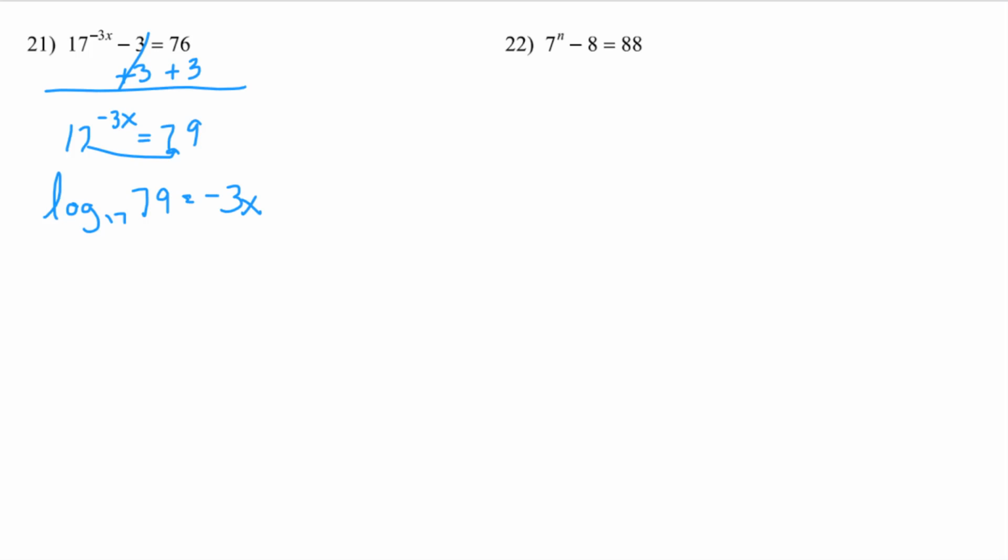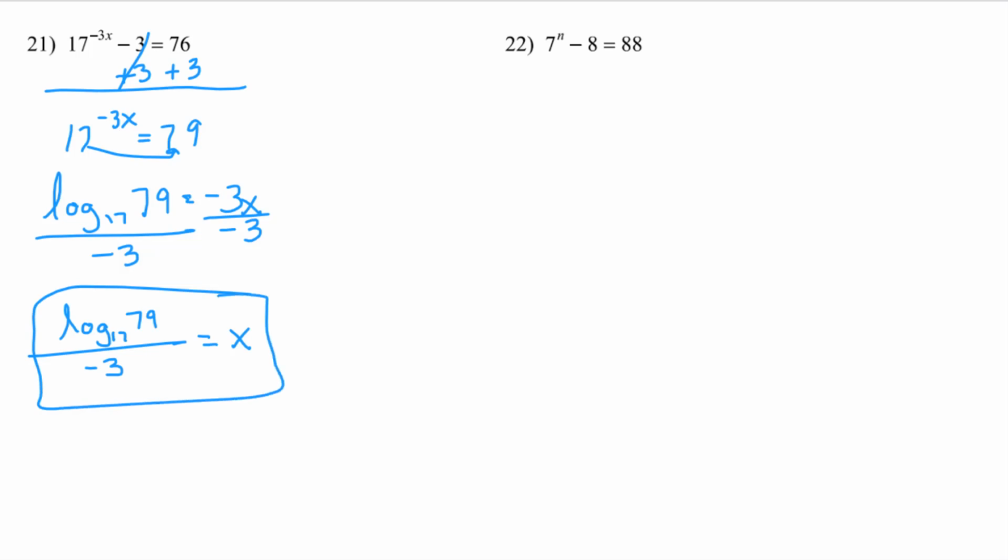I don't think that there's a nice connection between 17 and 79. 17 to what power is 79? I don't know. So one thing to do is just keep working without actually knowing what it is. So we could write our answer as log base 17 of 79 over -3. You can put the negative in front or just leave it on the bottom. This is an answer. We also can plug it into our calculator if we're allowed to, or if we're asked to, and get a decimal. And I'll do that after 22 because I think it's going to be a decimal as well.